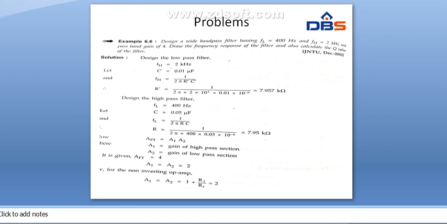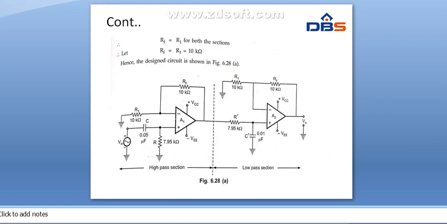For the non-inverting op amp, the gain is 1 plus RF by R1. For the inverting op amp, it is minus RF by R1. So we can write A1 equal to A2 equal to 1 plus RF by R1, that is equal to 2. So here RF equal to R1 for both the sections, the high pass section and the low pass section.